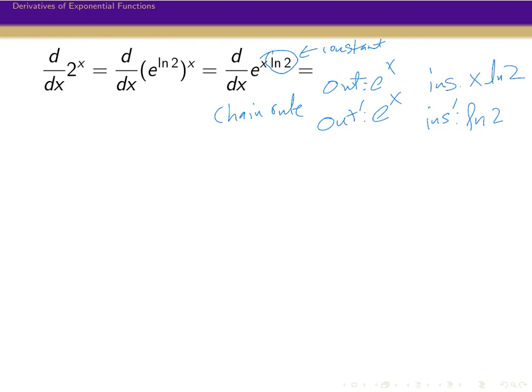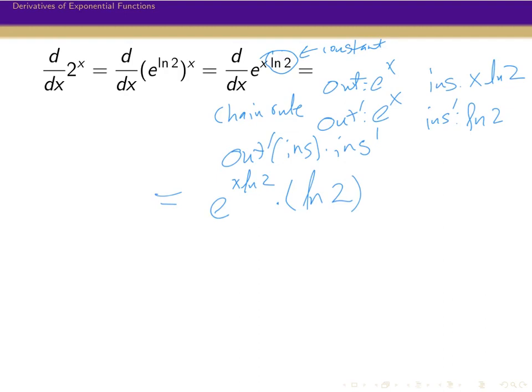And so then what the chain rule says is the derivative is going to be the derivative of the outside with the inside plugged in times the derivative of the inside.